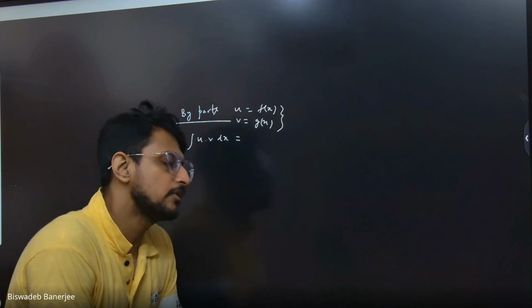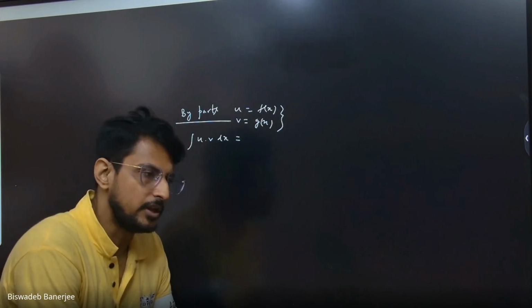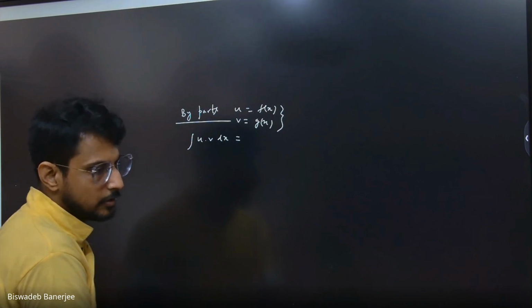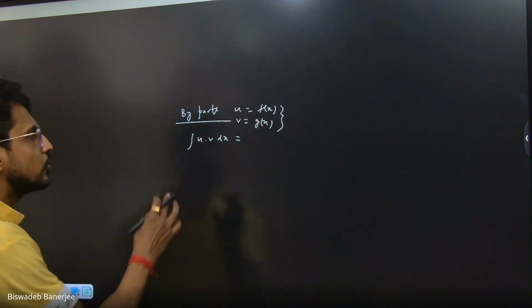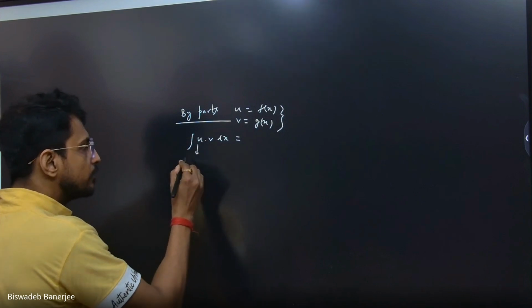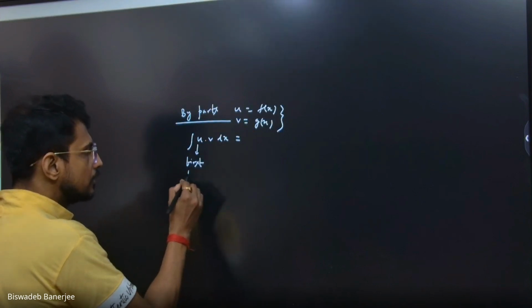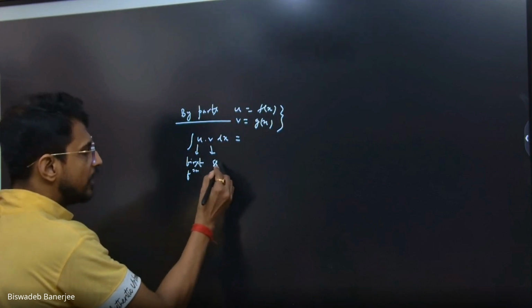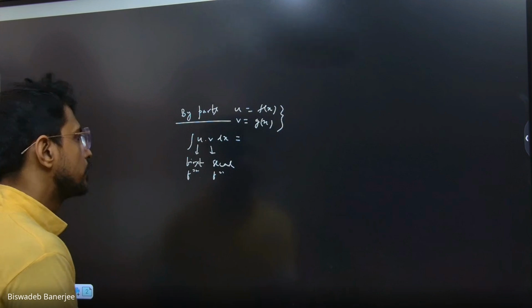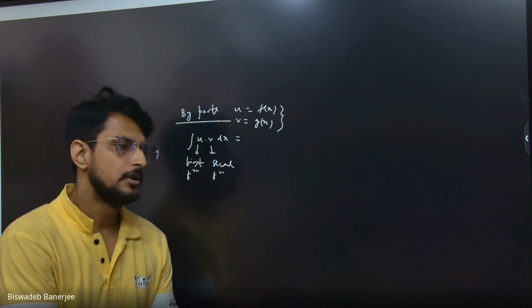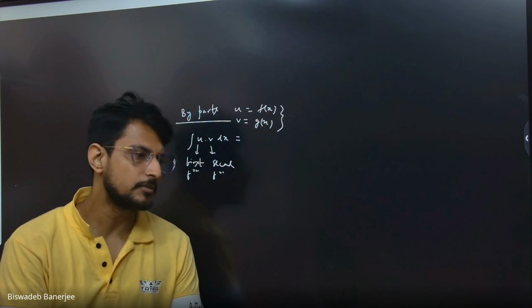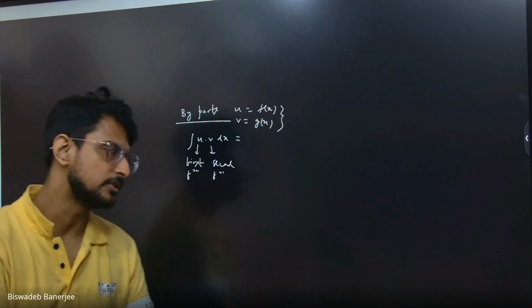So the bypass method says you have to integrate u into v. How to integrate u dot v? The bypass method says integration of u dot v dx. Say u is my first function and v is my second function. I shall explain how to choose the first function and second function. Later, I shall explain how to choose this first function and second function.